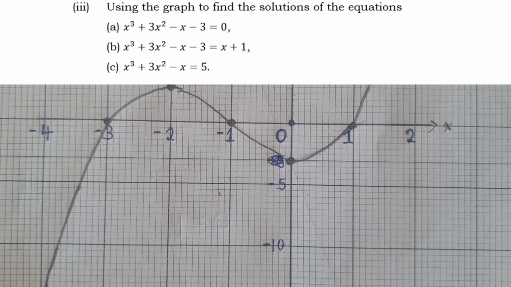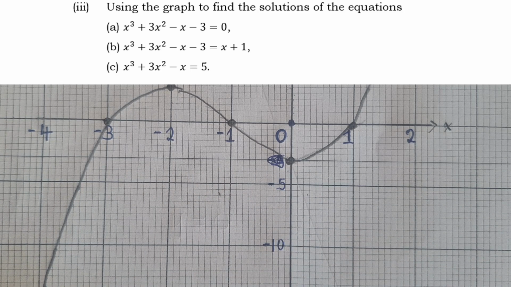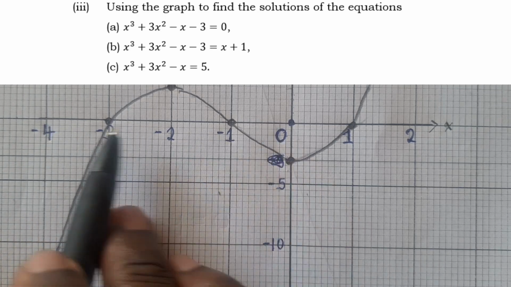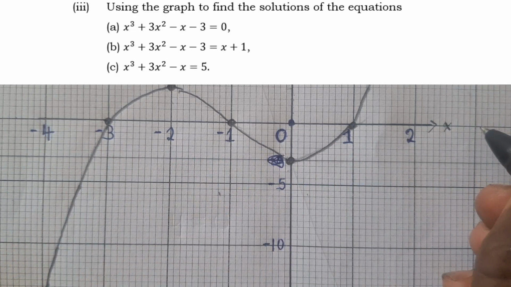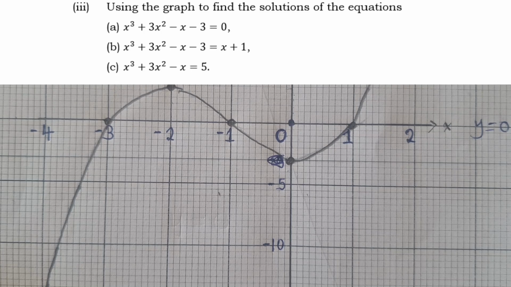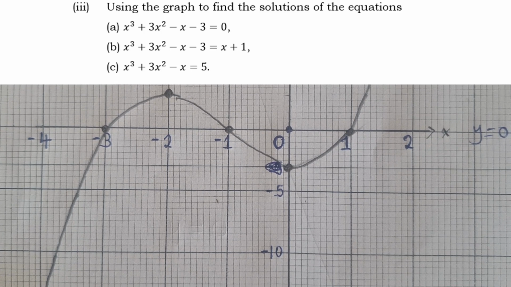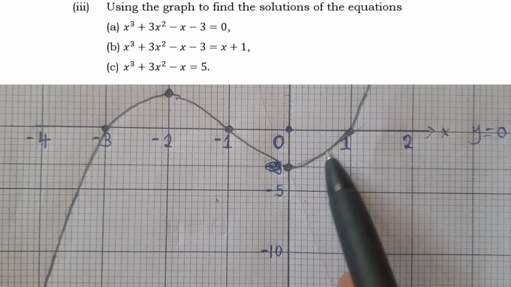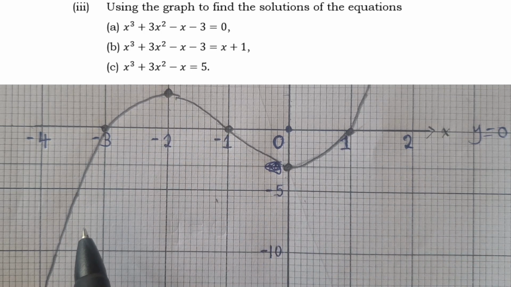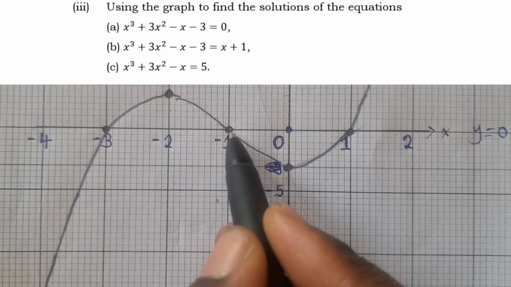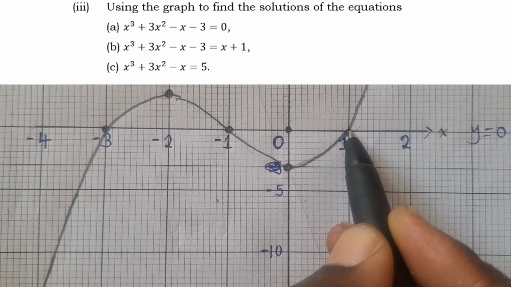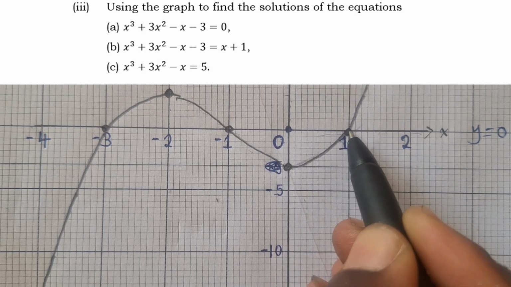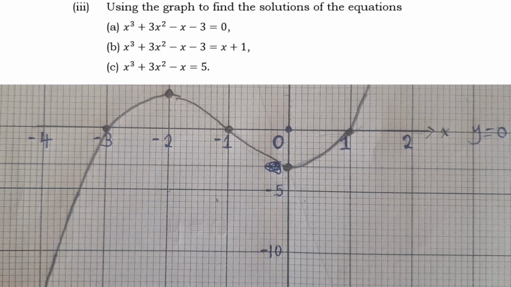Yes. So when you see nicely, y is equal to 0. We said it's the x-axis. This x-axis is the same as y is equal to what? To 0. So now, where this line is meeting the graph, can you see? Where they're meeting, that's where the solutions are. It's here, here, and right here. Where they're intersecting.